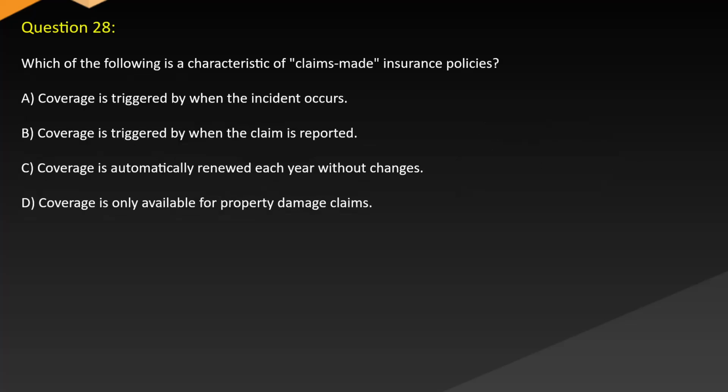Question 28. Which of the following is a characteristic of claims-made insurance policies? A. Coverage is triggered by when the incident occurs. B. Coverage is triggered by when the claim is reported. C. Coverage is automatically renewed each year without changes. D. Coverage is only available for property damage claims.